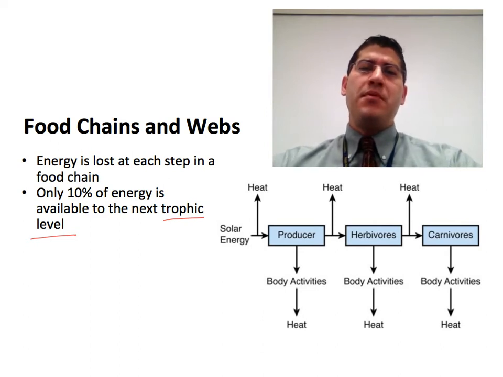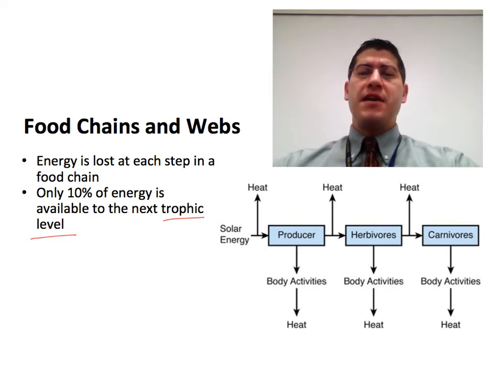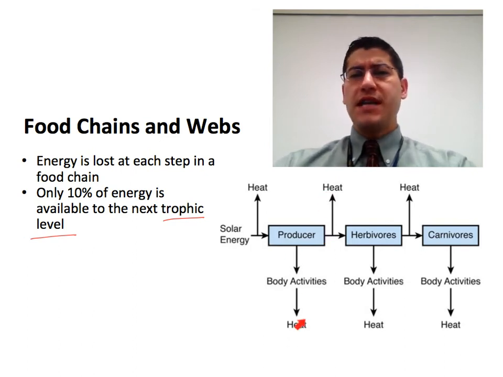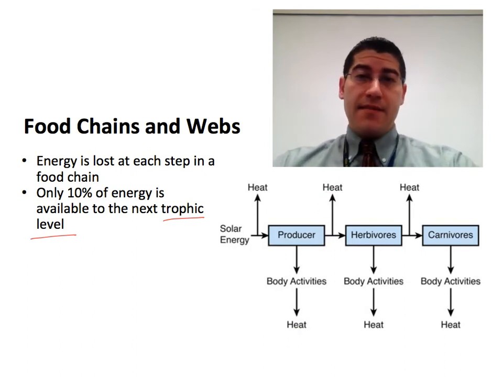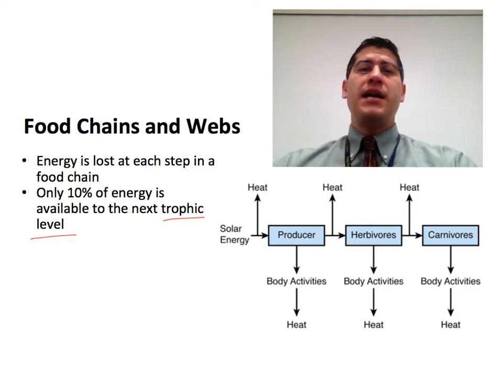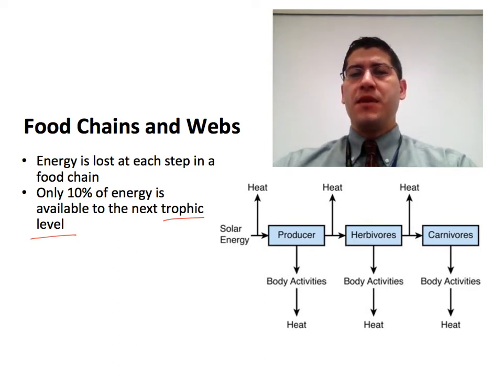At each step, or trophic level in a food chain, the transfer of energy involves a loss of energy in the form of heat and body activities. For example, when you exercise, you get hot. The heat you feel in your body results from the energy transformations that happen when you move. When you sweat, your body expends energy to cool itself down.